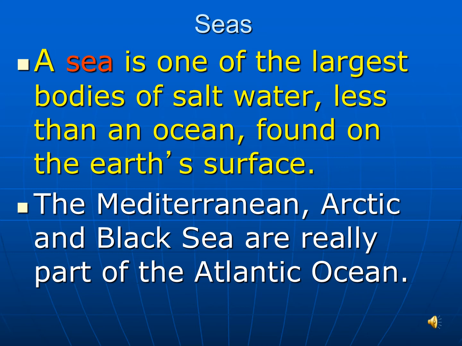Now, seas. A sea is one of the largest bodies of salt water, less than an ocean, found on the Earth's surface. So we have a few seas. We have the Mediterranean, we have the Arctic, and we have the Black Sea, which are part of the Atlantic Ocean.